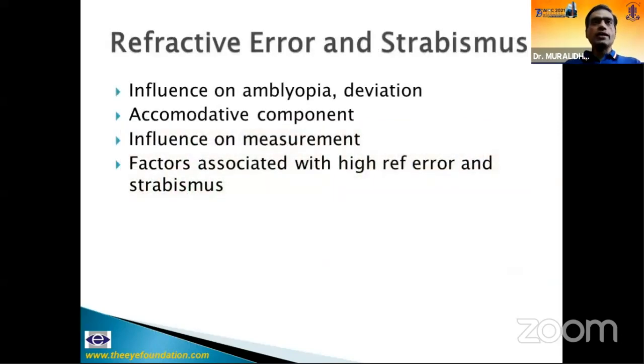So the importance of refractive error in strabismus is that it could cause amblyopia. There could be an accommodative component. High refractive errors could influence the measurement, and of course, high refractive error itself could cause strabismus, like in myopic strabismus fixus.